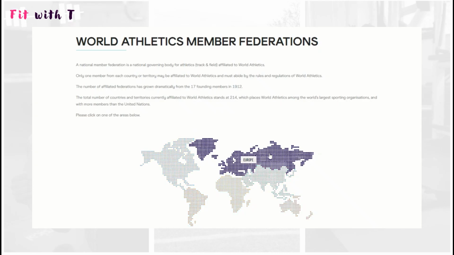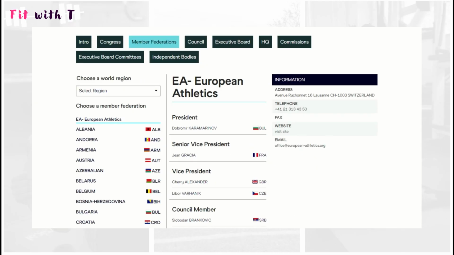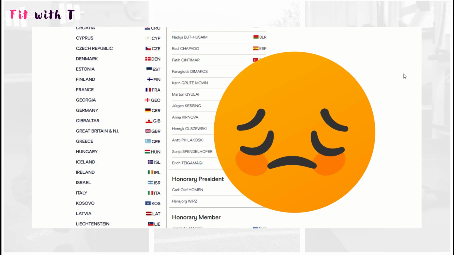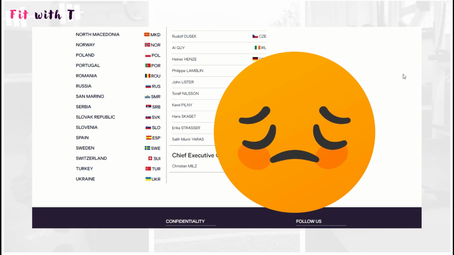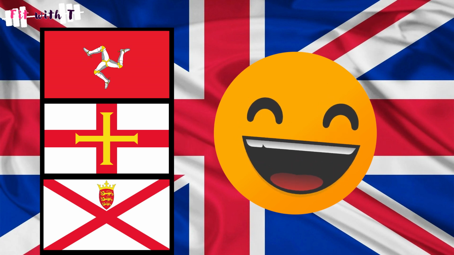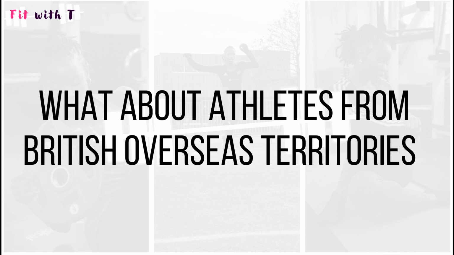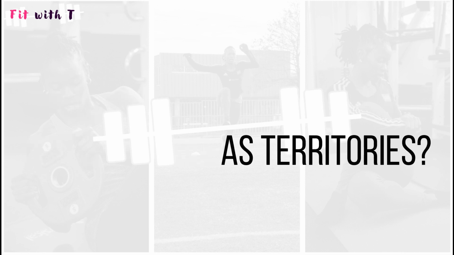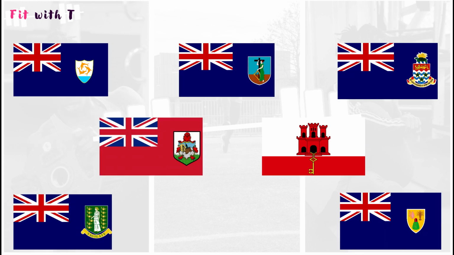Since the British Crown dependencies do not have a national governing body affiliated to World Athletics, as mentioned before, these territories join Great Britain and Northern Ireland at the World Championship and at the European Athletics Championships as well. When it comes to the British overseas territories, things are a little bit different. Some nations do have a governing body affiliated to World Athletics, whereas others don't.